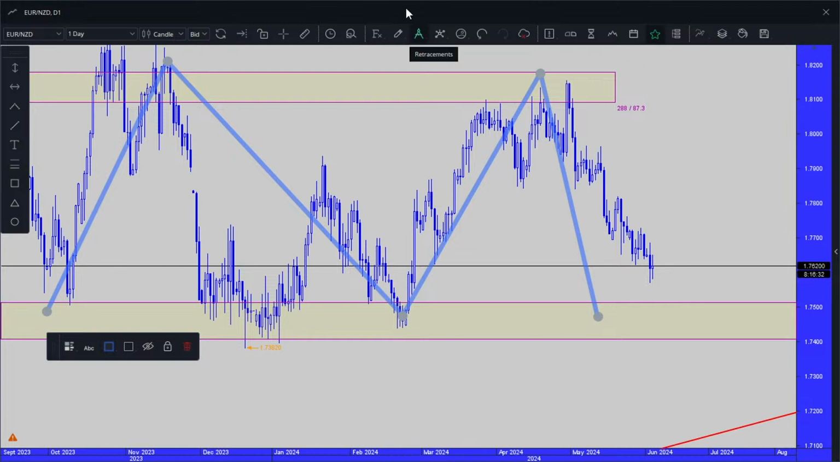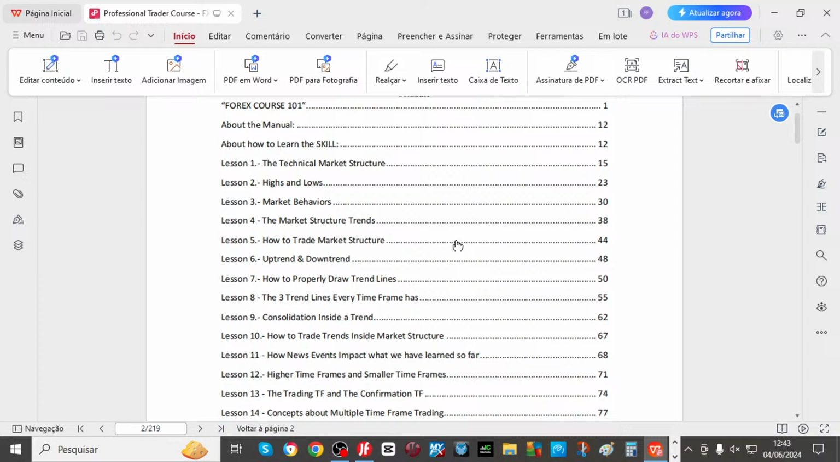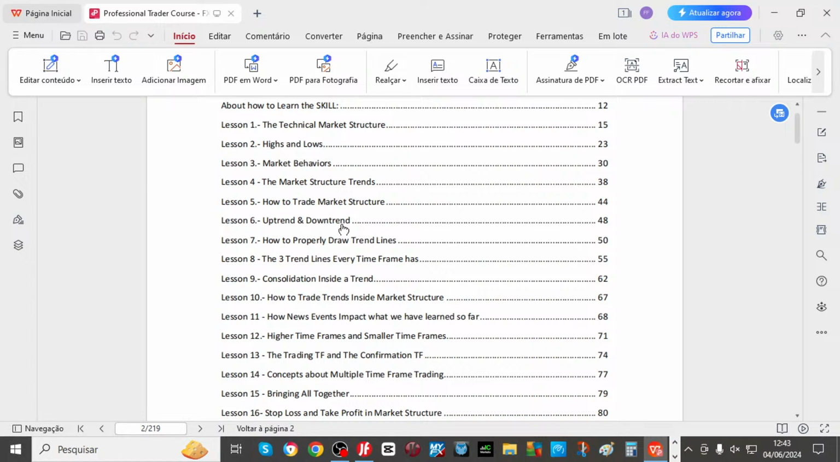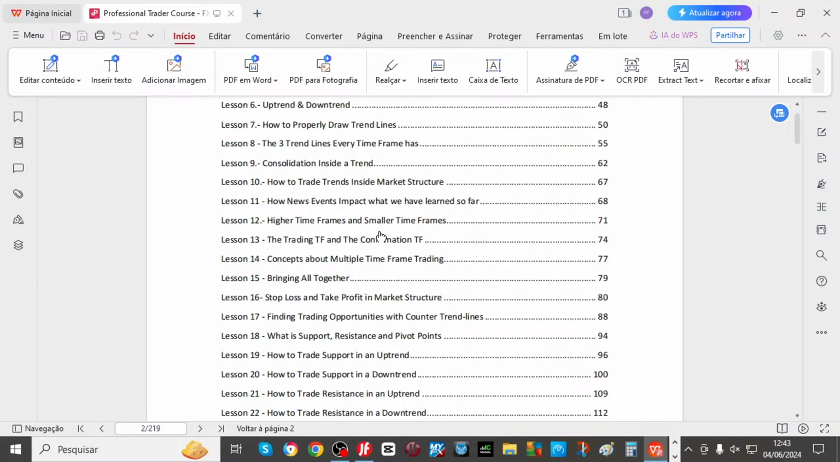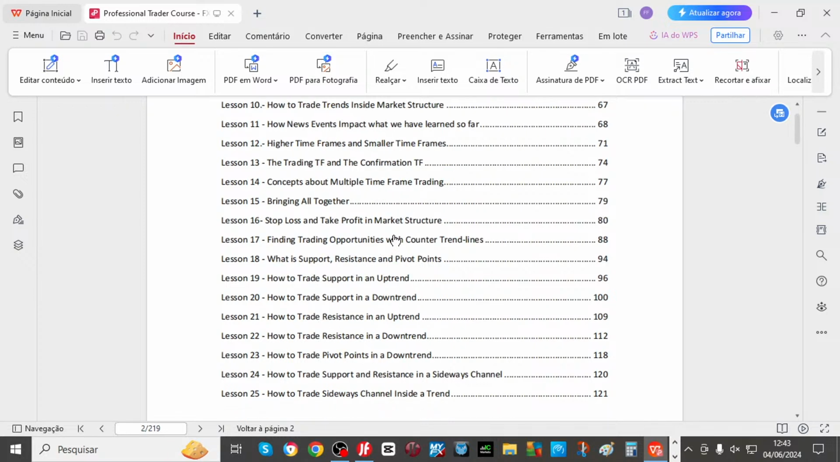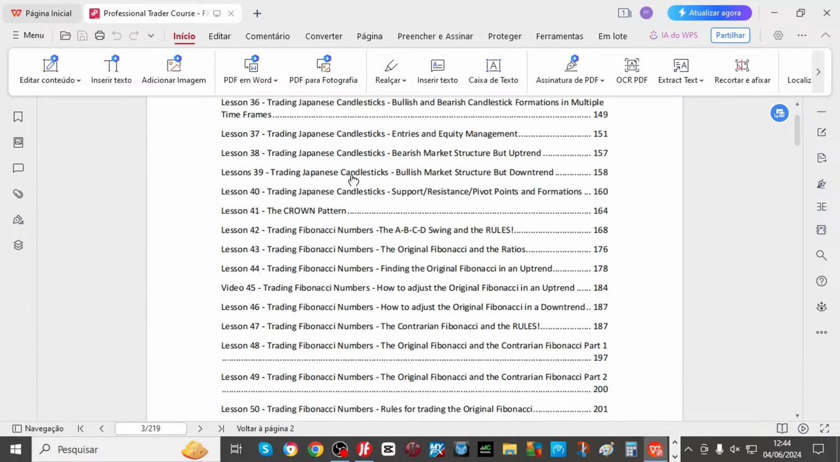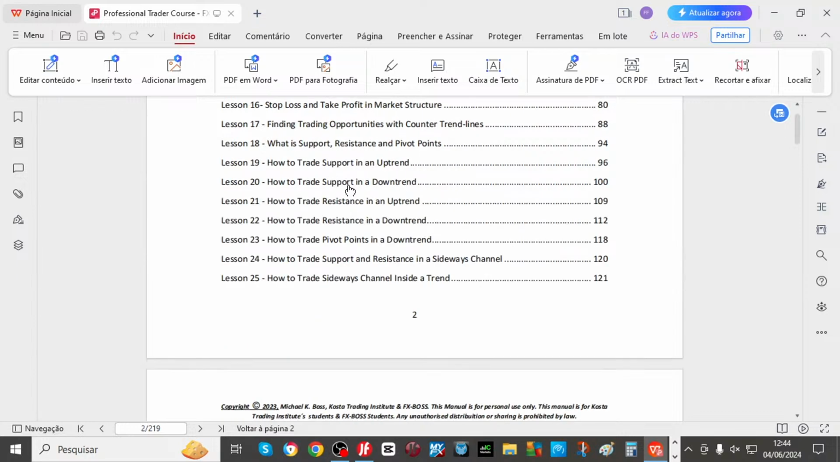Alright, everybody, give me a second. So today we covered, this is a recap, lessons number 1, 2, 3, 4: uptrend, downtrend, trend lines, consolidation, how to trade news, trends, smaller time frame, higher time frame, concepts about multiple time frame trading. Okay. And tomorrow we're going to talk about support, resistance, pivot points, bullish, bearish candlestick formations, Fibonacci's, and bringing all of this stuff together.